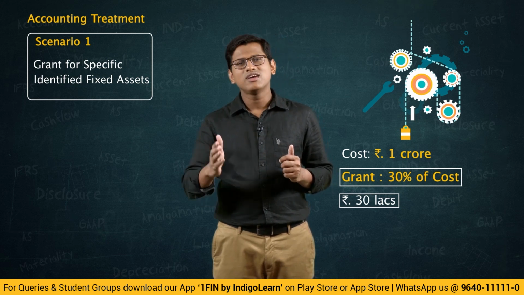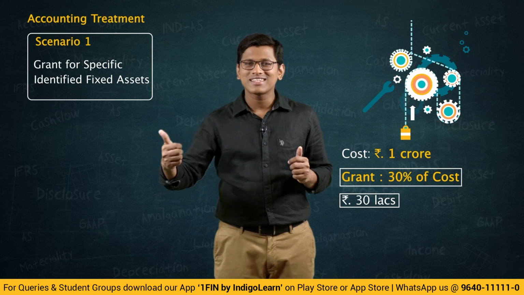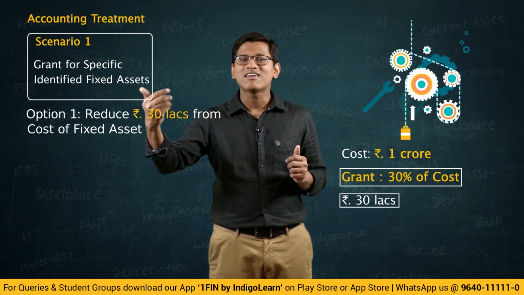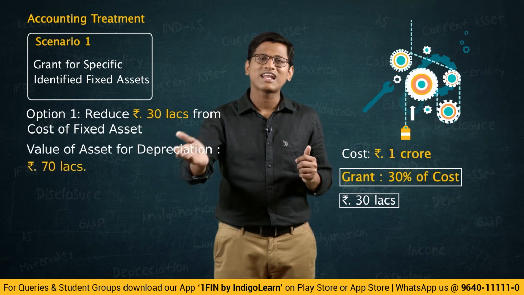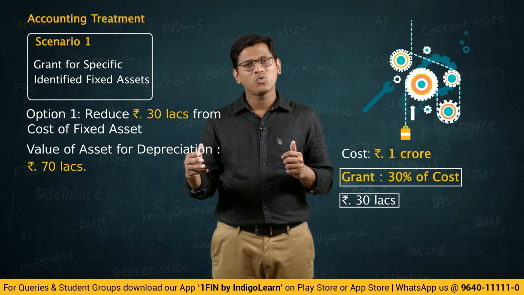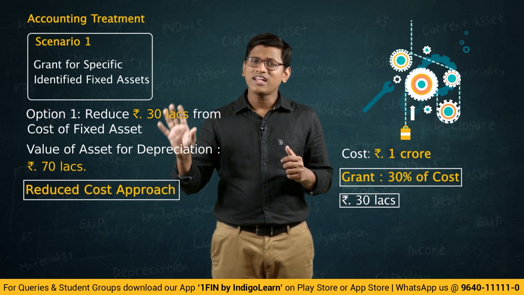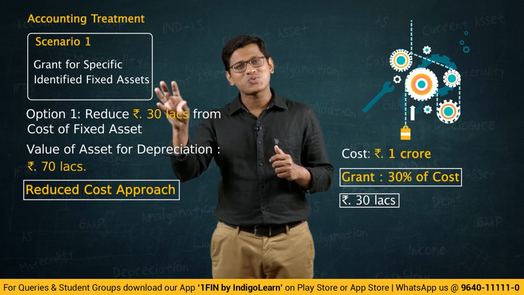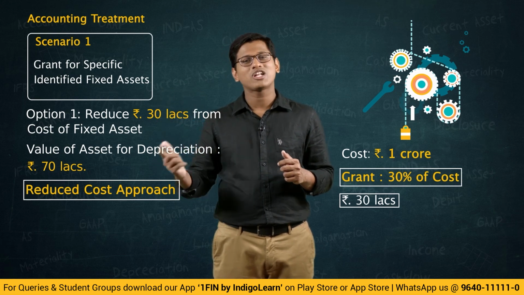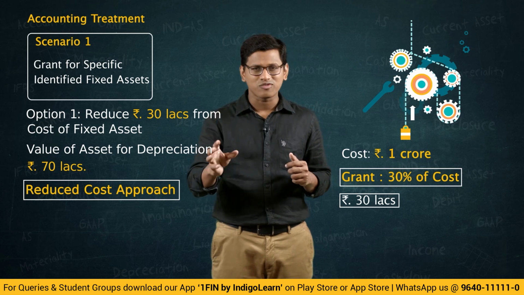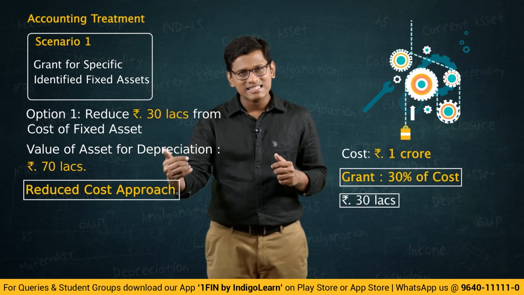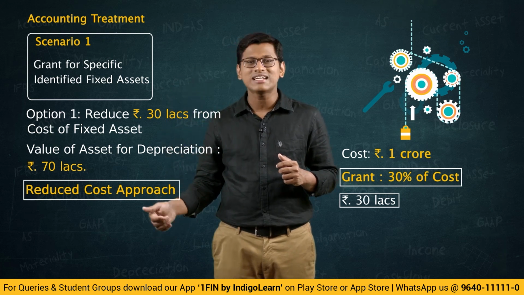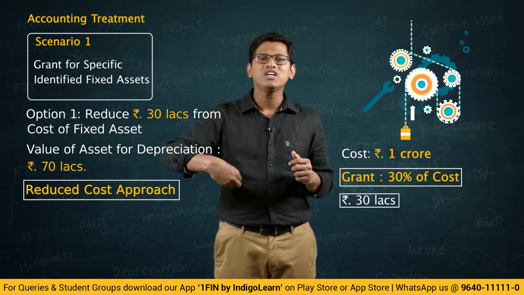The accounting standard says option 1: you can reduce that 30 lakhs from the cost of the asset and consider depreciation only on the 70 lakhs, that is 1 crore minus 30 lakhs. Only on 70 lakhs you depreciate, don't depreciate the entire 1 crore. So what is this approach called? Reduced cost approach. Under the reduced cost approach, the amount of grant is reduced from the gross value of the asset and only the net amount will be depreciated over the balance useful life. So if 1 crore is the asset cost and 30 lakhs is the grant, what is the reduced cost of the asset now? 70 lakhs is the reduced cost of the asset, and the 70 lakhs will be depreciated over the balance useful life.